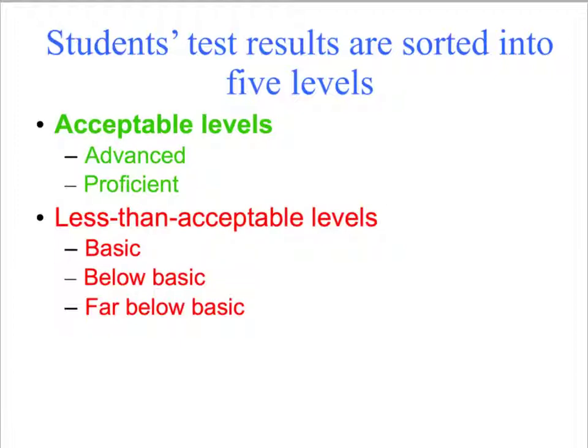The students' test results are slotted into one of 5 levels. The 2 levels that we're shooting for are proficient or advanced, and basic, below basic, and far below basic are not acceptable in terms of establishing students' proficiency.